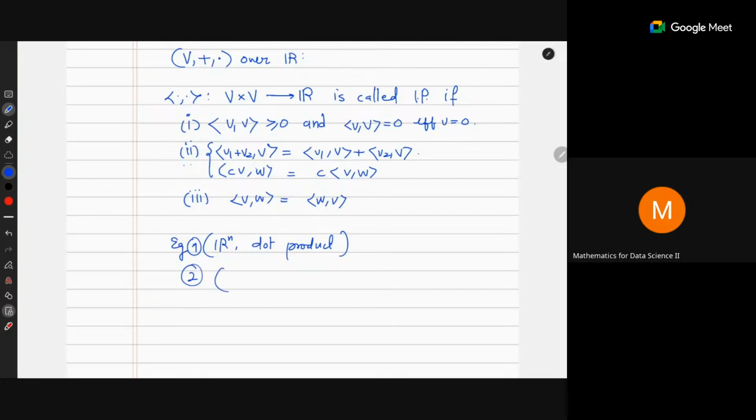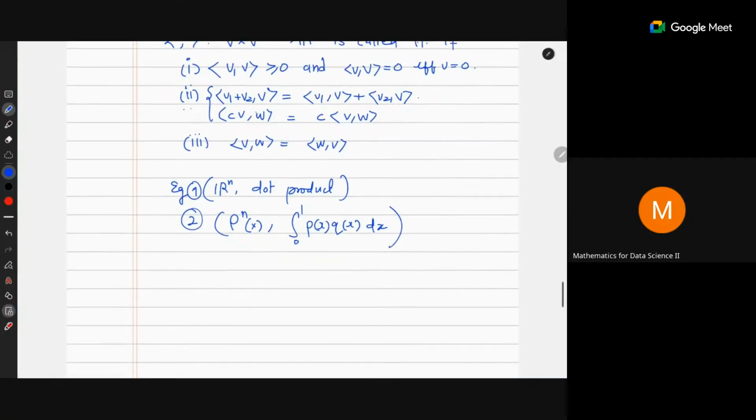Another example that I gave during my lectures or my live sessions, taking the polynomial space of degree n over x, I define the inner product between two polynomials to be the integral of their product, and the integral over 0 to 1. So this defines a value. This is a well-defined inner product.